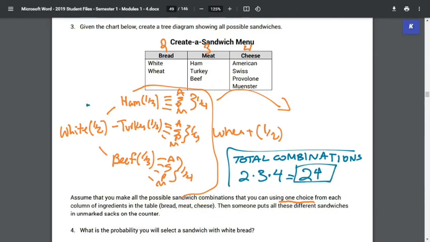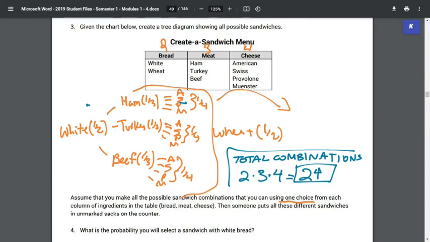I should see right here that when I had white bread, I got 12 options: 4 cheeses for that meat, 4 cheeses from that meat, 4 cheeses from that meat. When I add that all together, I get 12, and of course, wheat's going to have the same amount, so it's going to be 24.